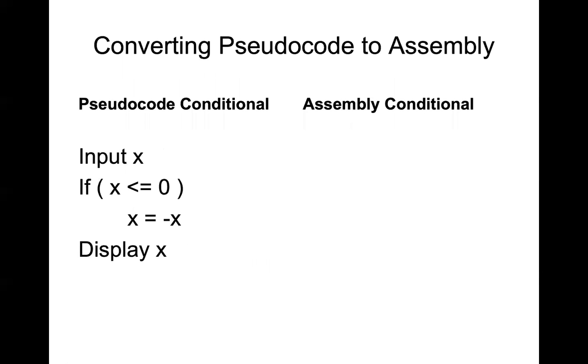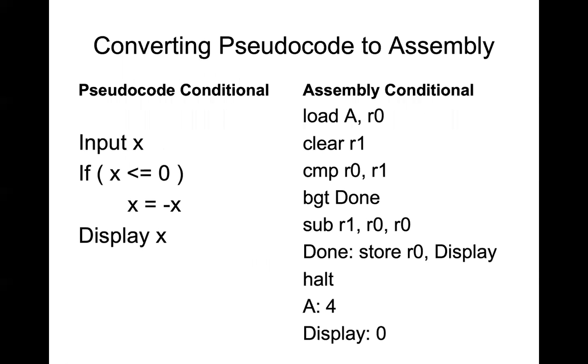So here's some pseudocode. We're going to read in a value x. If x is less than 0, we'll negate x, and then we'll display x. So what's this going to do? It's always going to display a non-negative number, because if x had been negative, it will be flipped, it'll be inverted. If x was positive, the conditional code doesn't run, and we'll display the positive number. So what we're going to do now is look at how to do this in assembly.